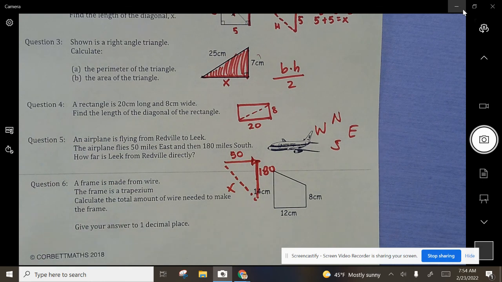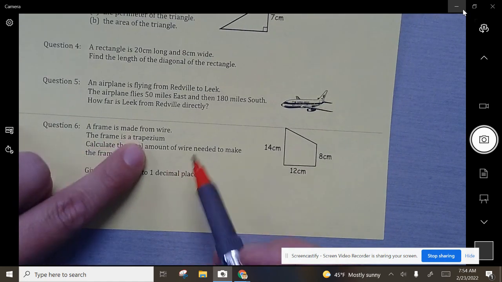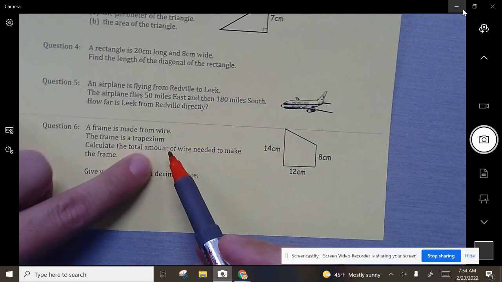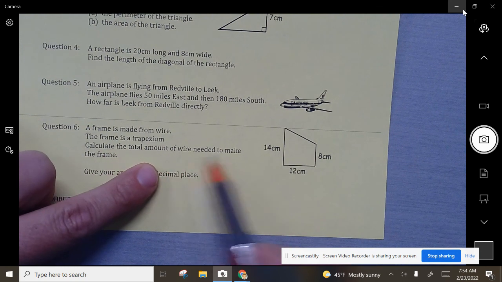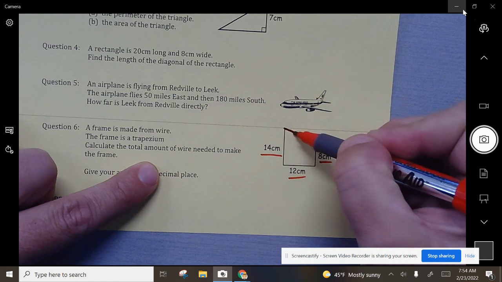Calculate the amount of wire needed. I'm going to get another paper here for this one. This one's kind of cool. A frame is made from wire. The frame is a trapezium. Calculate the total amount of wire needed. That's a total like perimeter, how much wire needed. So we need to figure out this length.